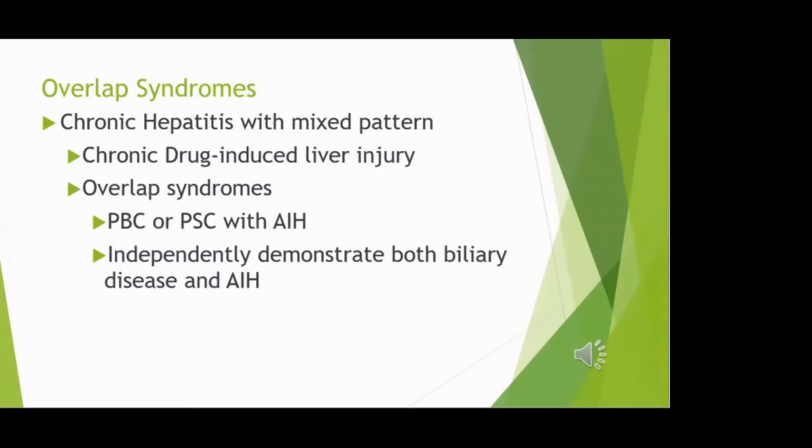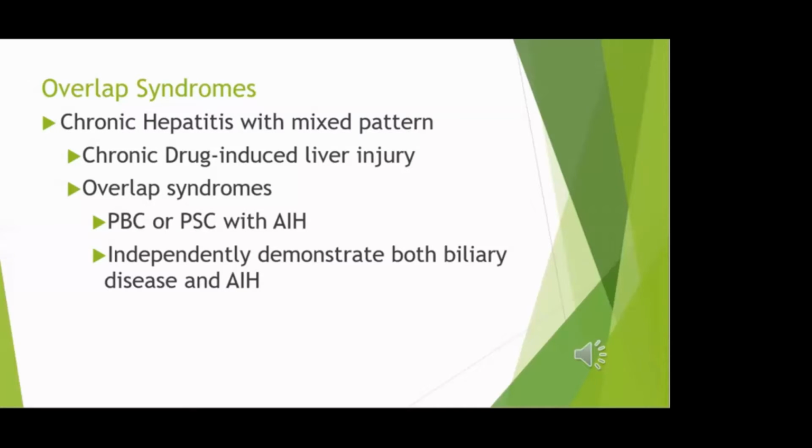In overlap syndromes, these diseases usually present with a mixed pattern of injury. So there's chronic hepatitis with mixed pattern. This can be seen in chronic drug-induced liver injury, or in overlap syndromes such as PBC or PSC with AIH, and this can also include your viral hepatitis, HCV plus AIH, or HCV plus PSC, whatever you want to add together.